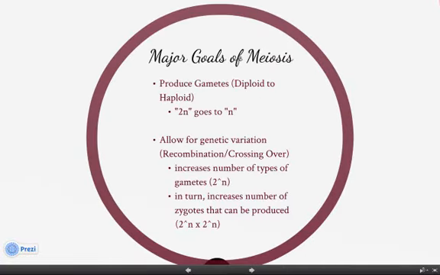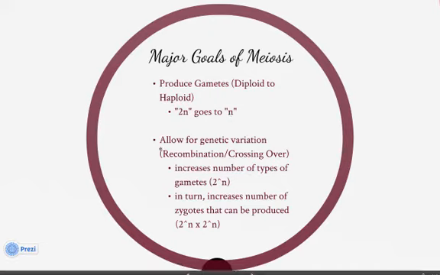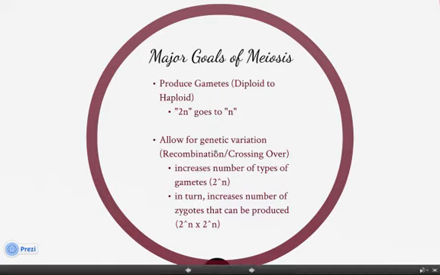So what's the major goal? Well, we produced gametes. We went from diploid to haploid. In other words, we went from having 2 sets of chromosomes to only having 1 set of chromosomes. In humans, this would be going from 46 to 23. Okay? Also, we've created genetic variation through the process of recombination, or crossing over. We've increased the number of types of gametes, and in turn, we're going to increase the number of zygotes that can be produced.